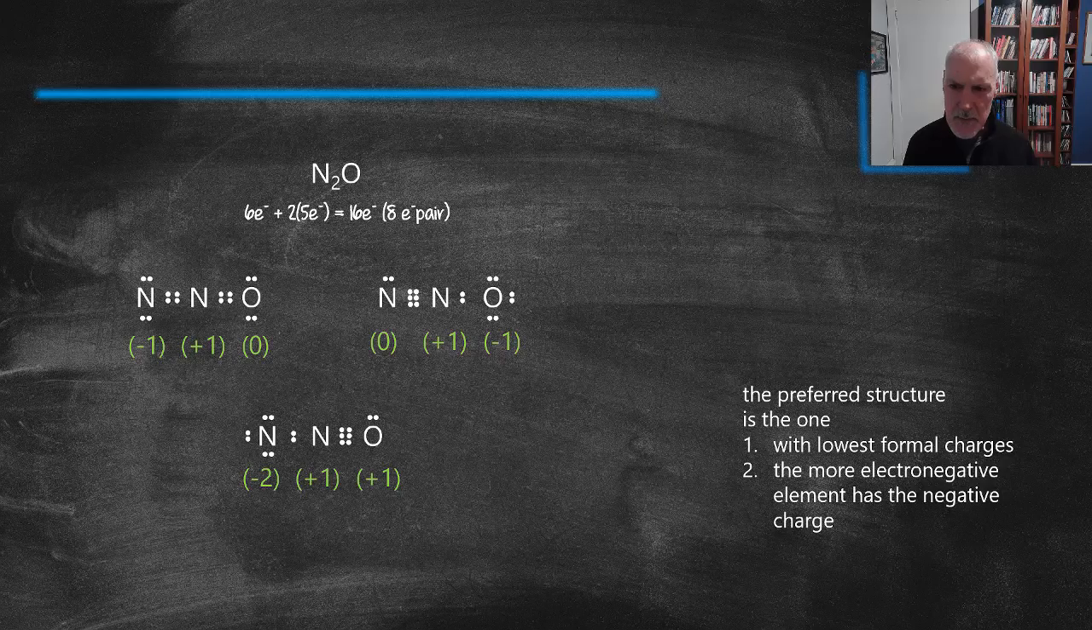Well, in this case, my top 2 models both have similar formal charges, but the lower one I can clearly eliminate. Now what do I do to determine which of the top 2 models is the correct one? Here's where the second point comes in. The more electronegative element possesses the negative charge. Oxygen, right beside fluorine in the periodic table, is the more electronegative element, so it's preferred that it have the negative charge as opposed to the nitrogen. Hence, this model is my preferred structure.